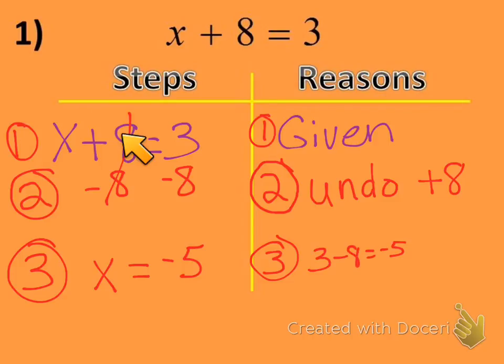So again, you're doing the problem old school over here. And here you're just telling me in writing the things that are going through your head. So I know this is the equation because it's the equation that was given to me. Then I subtracted 8 from both sides because I'm trying to undo the adding of 8. Then I know that x equals negative 5 because I did 3 minus 8 equals negative 5. So again, steps on the left, why you're doing it on the right.